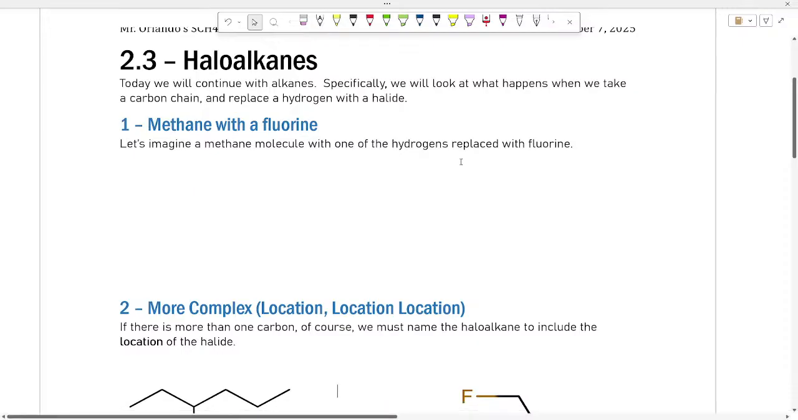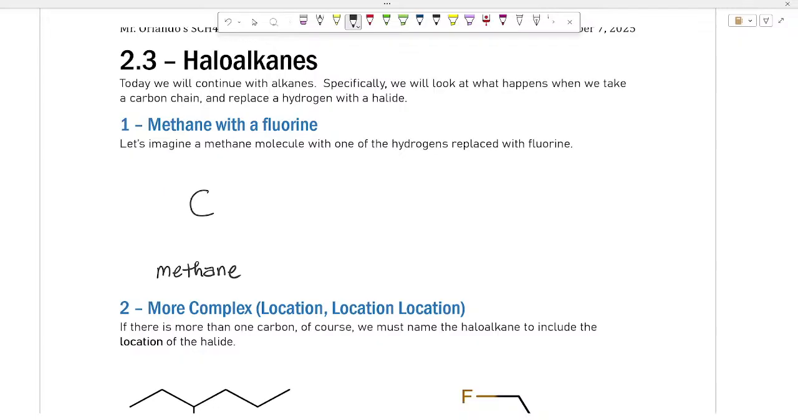We're going to look at haloalkanes. And the basic idea here is let's look at methane. And somebody remind me quickly, what's the structure of methane? CH4, which means we have a carbon in the middle. It's going to want to make 4 bonds. Each one is to a hydrogen. And there it is. That's methane.